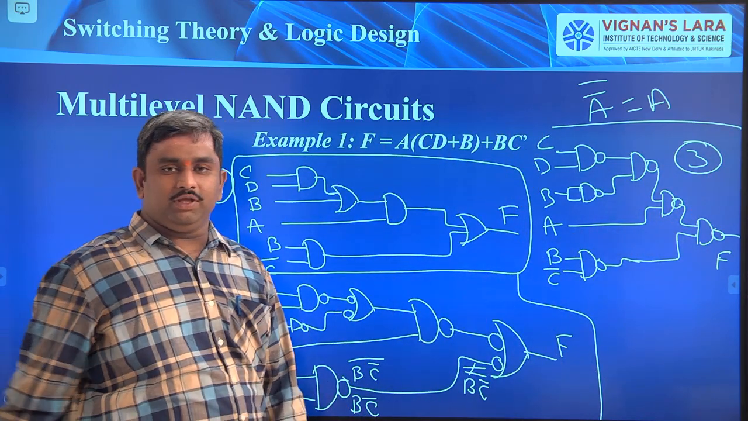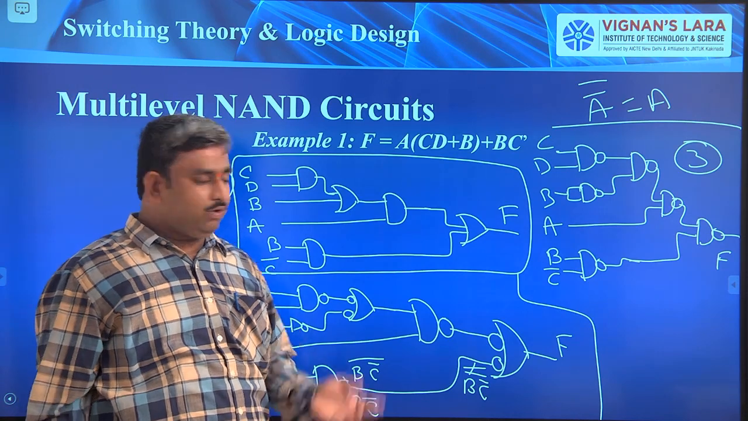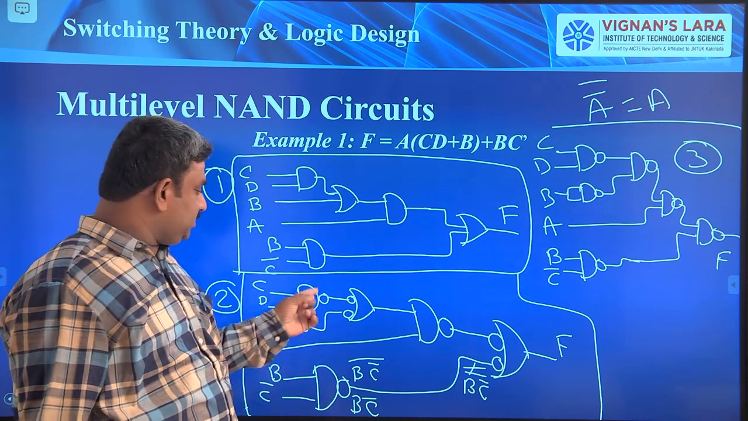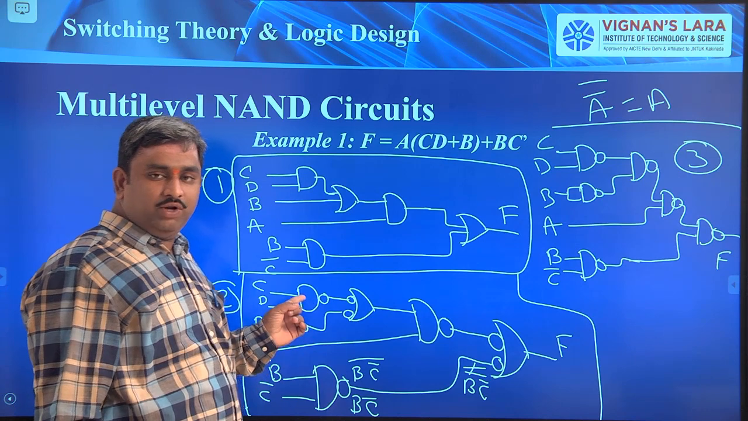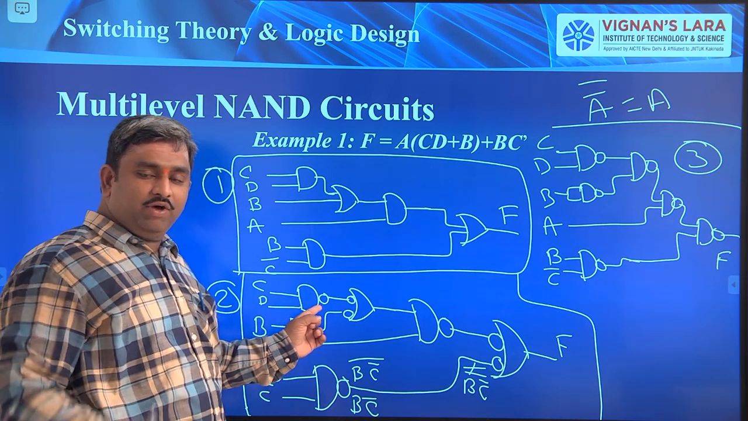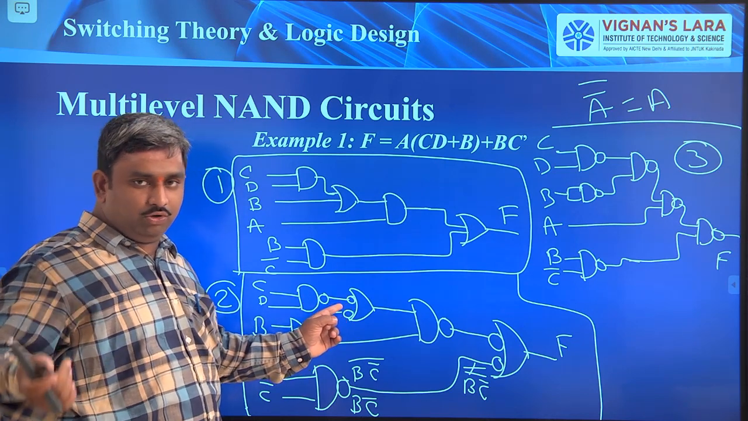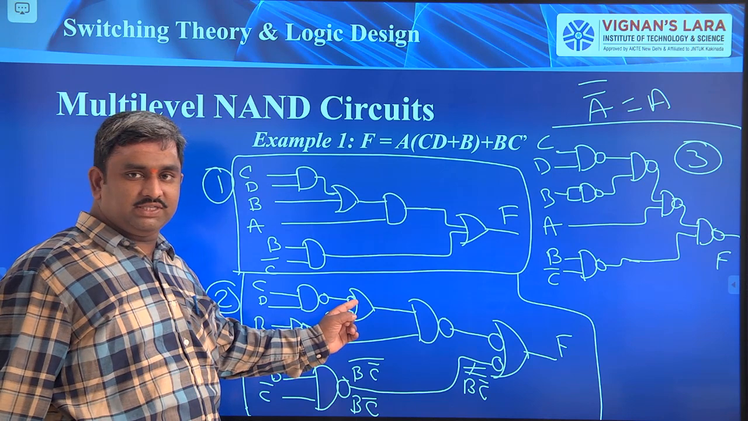Okay, it's a very simple thing. Here the key point is A double bar is equal to A. So this AND gate I replaced with a NAND gate. Actually I need the AND gate operation only, but extra I got an inverter operation. For eliminating that inverter operation, I placed one more bubble here. A double bar is equal to A. So for that reason I placed two inverters here.